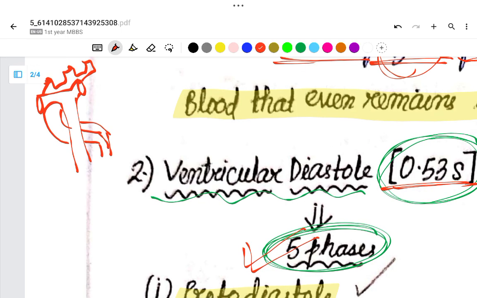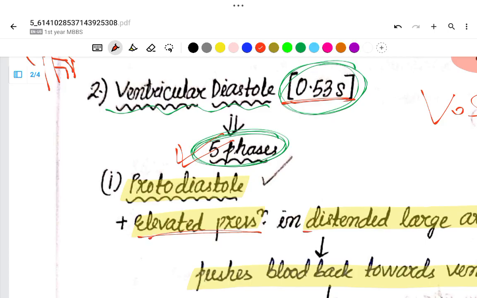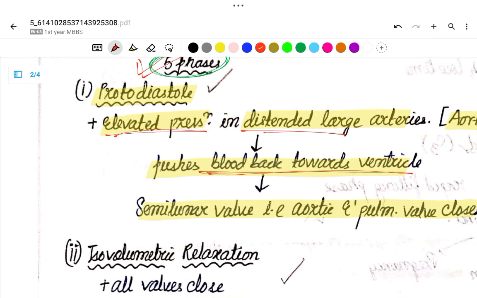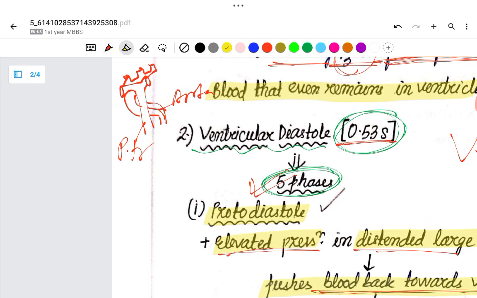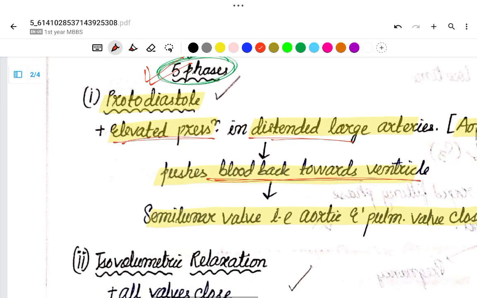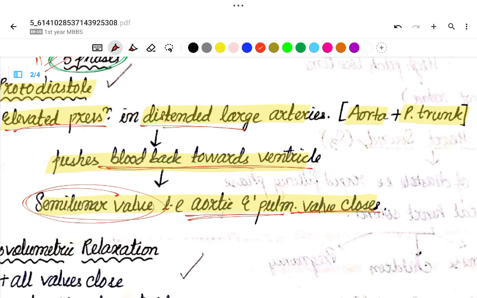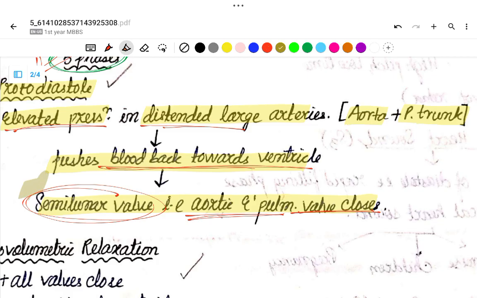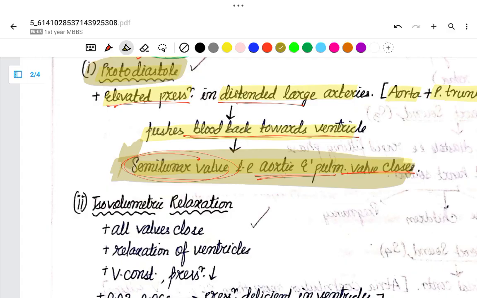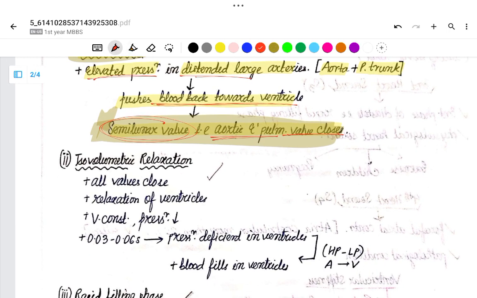In protodiastole there is elevated pressure in the distended large arteries. What are the distended large arteries? The pulmonary trunk and the aorta. They push the blood back towards the ventricle. What happens to prevent that? The semilunar valves, that is the aortic and pulmonary valves, close. So this is to be marked: the semilunar valves close in the protodiastole. Next we'll come to the isovolumetric relaxation.